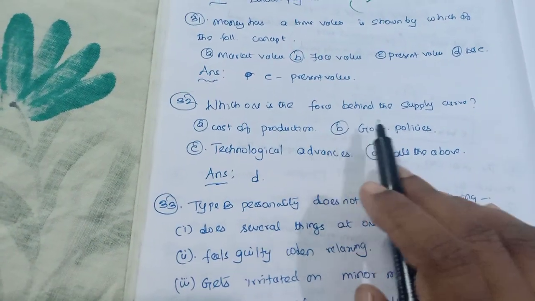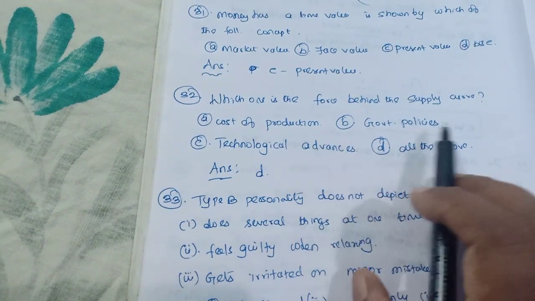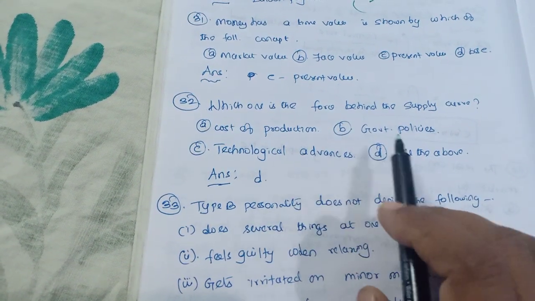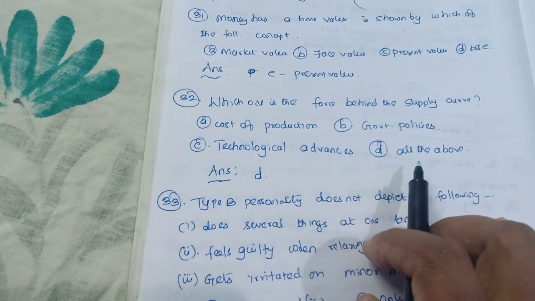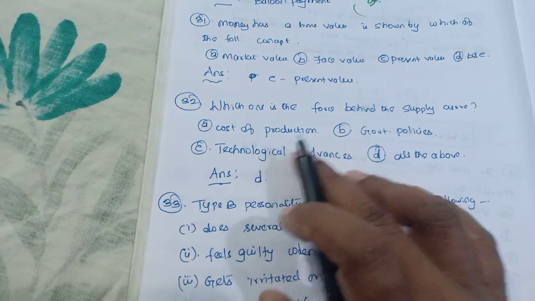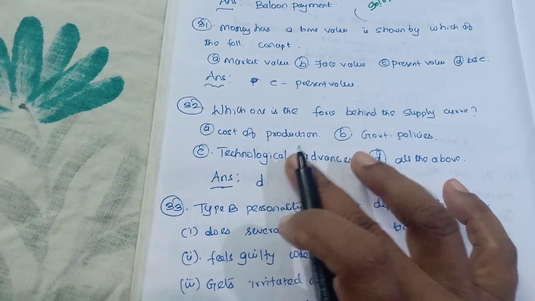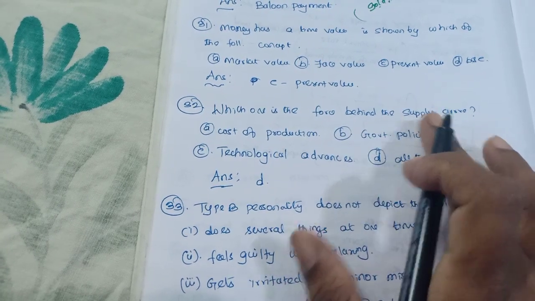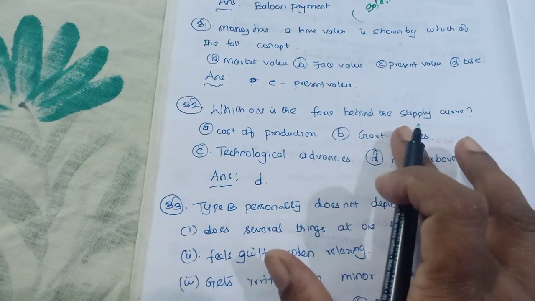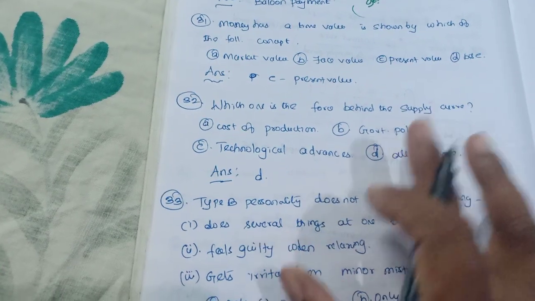Next one, which one is a force behind the supply curve? First one is cost of production, government policies, technological advances, all the above. All these things affect the supply curve. Cost of production affects the supply curve. Government policies affect the supply curve. Technological advances affect the supply curve. So all the above is our answer.